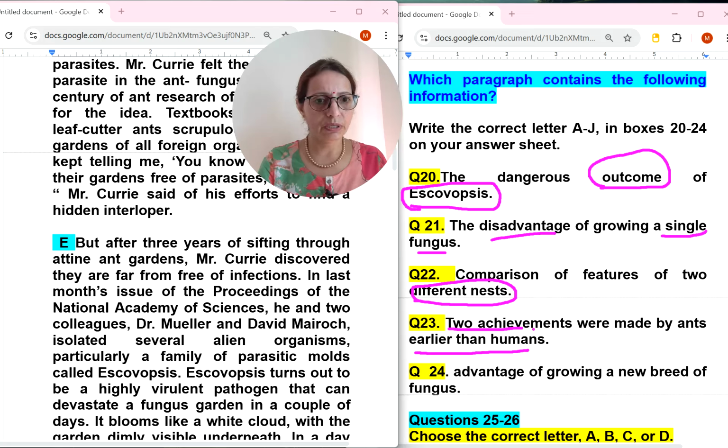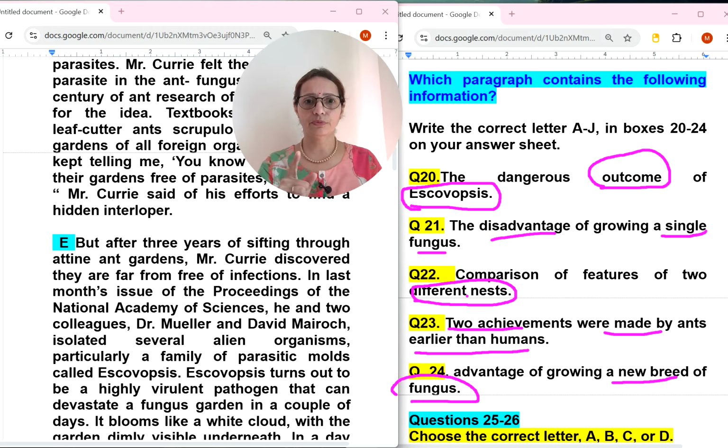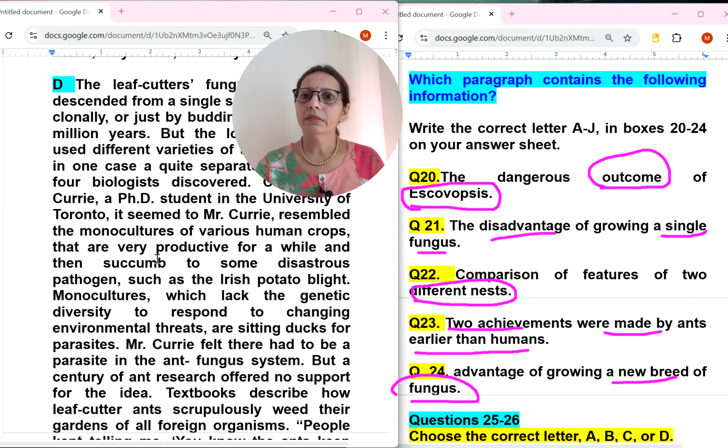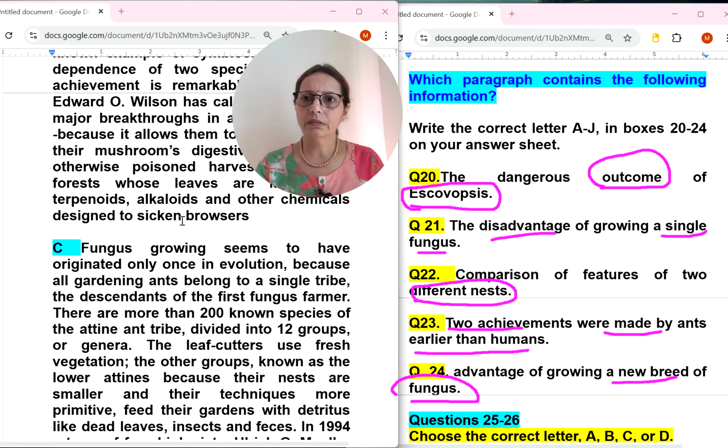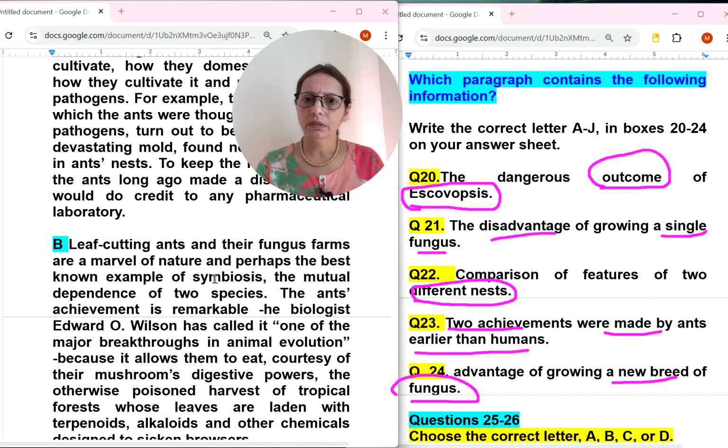Okay, two achievements were made by ants earlier than humans. Advantage of growing a new breed of fungus. Okay, new breed of fungus. Let's first go to nest. I know where they were talking about nest. Nest, they were comparing something.